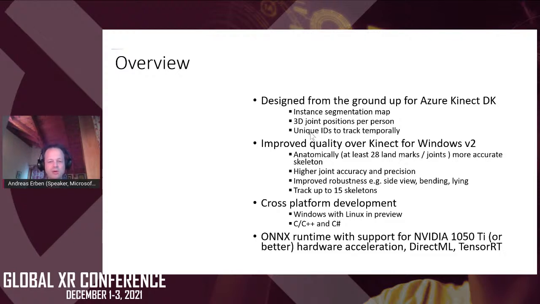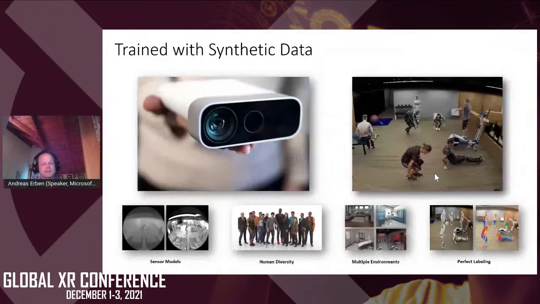Cross-platform development is supported: Windows, and Linux is actually not a preview anymore. You can just use it, and it has Onyx. It is basically the Onyx runtime behind the scenes, with support for NVIDIA or better hardware acceleration, but it also supports DirectML, TensorRT, and CPU processing, with different performance characteristics. I also ran it on an Intel GPU. That works, but it's a little slow. So they have meanwhile improved the compatibility with different graphics hardware.